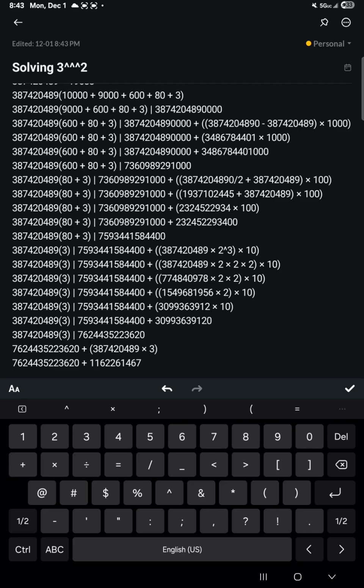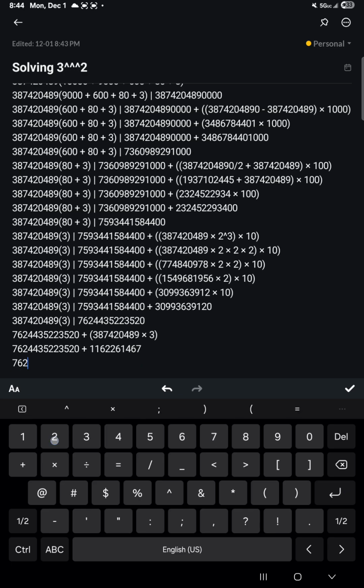Oh, what did I do wrong? Let's check. Oh, I think I know, right? 4 plus 1 is not 6. It's 5. Let's change that. So, my bad, guys. I got it wrong. It's okay. For the moment of truth, let's try and solve this.